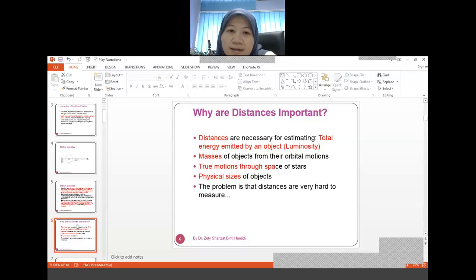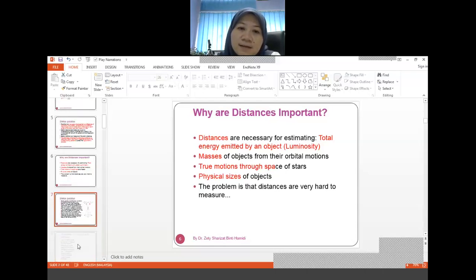From there we can also calculate the mass, the true motions, the physical sizes, and other parameters. But measuring the distance is very hard, so we need to understand that it takes a lot of time to measure the distance first before we can get the other parameters.